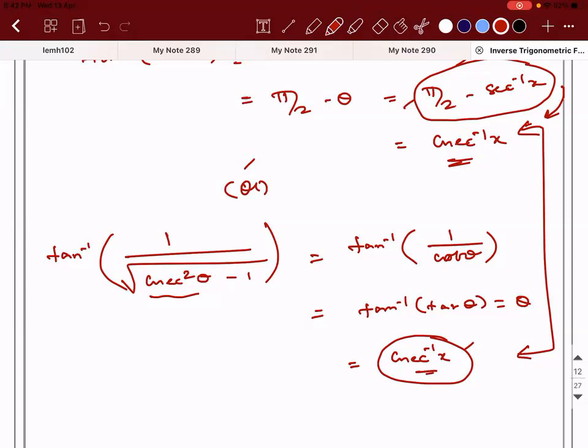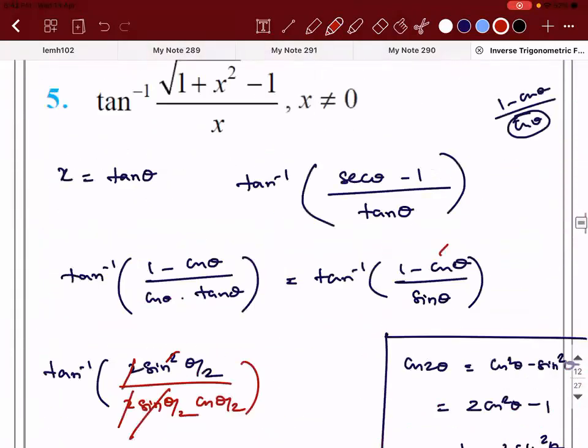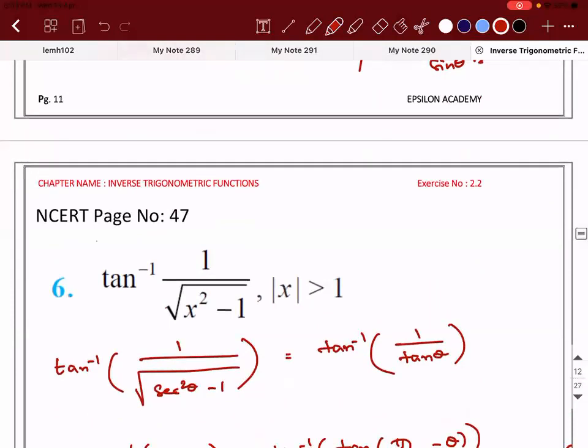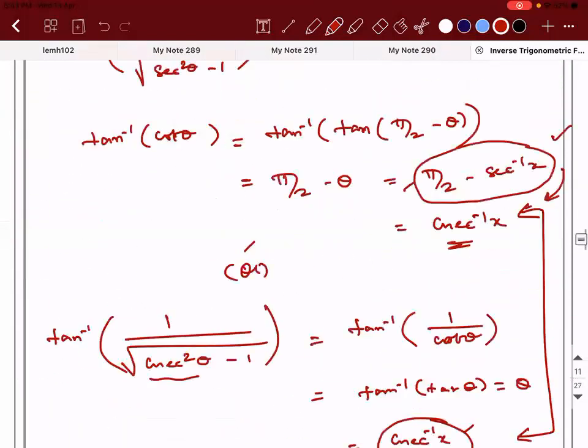Are you able to understand? Did you understand all these problems, guys? Whenever they ask you to write in the simplest form, if it is a problem where you are not going by substitution, then there is no inverse function in the answer. Remember the very first problem we did, based on simplest form, tan inverse of cos x by 1 minus sin x. You just got x by 2 or pi by 4 plus x by 2, so there we didn't have any inverse function. Whereas if you go with substitution, all the answers you get will have an inverse function. That is what I'm trying to say.